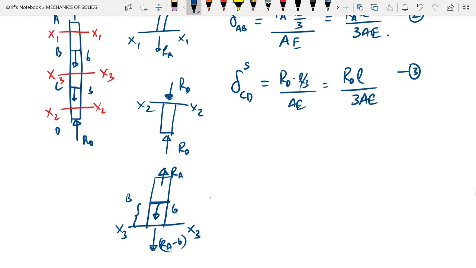So if you try to write the equation, it is going to undergo elongation because we are assuming that the net force is in the upward direction, RA minus 6. So now if you see, we are having in total 2 elongations and 1 shortening. So for compatibility, for the net change in length to be 0, the total elongation should be equal to the total shortening.